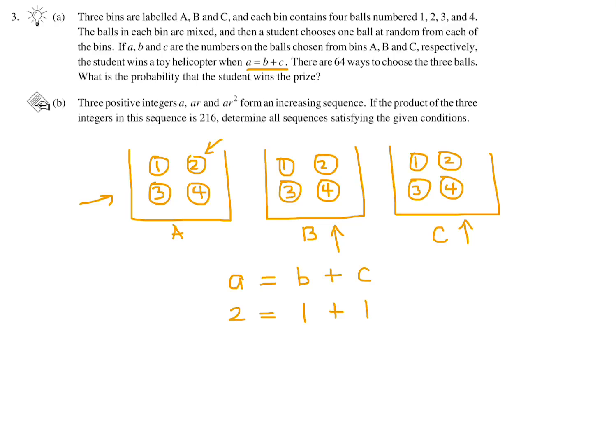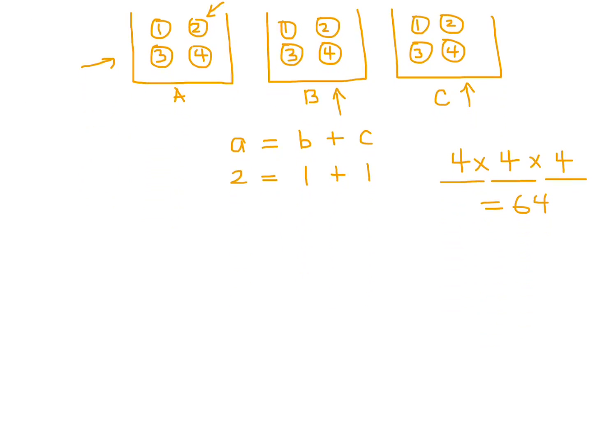So they want you to figure out how many ways of that is possible. And they even help you out a little bit. They tell you that the total is 64. We could have figured that out ourselves because from the first bin you have 4 possibilities, from the second 4 possibilities, and from the third 4 possibilities. So 4 times 4 times 4 is 64. But they tell you that. Okay, so let's make a table of these possibilities and see what we get.